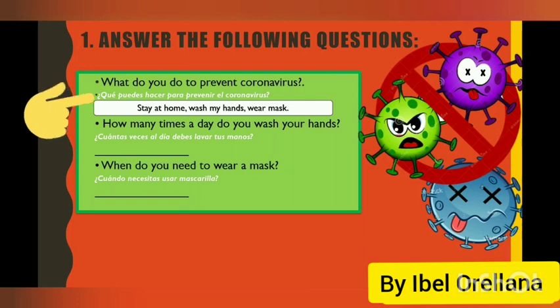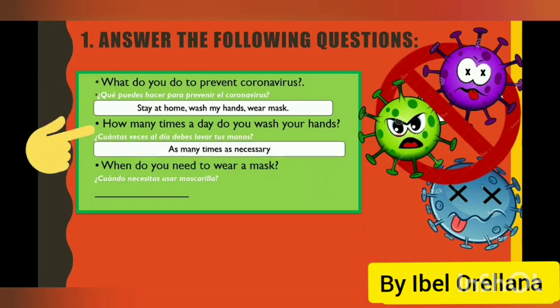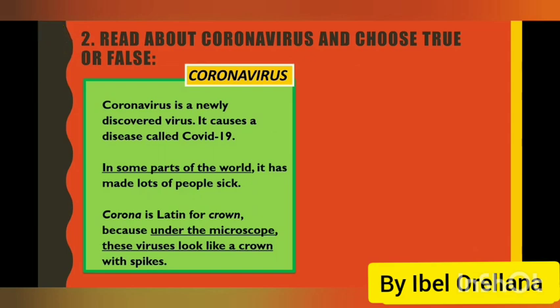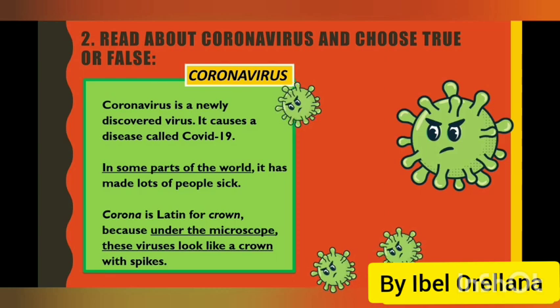What do you do to prevent coronavirus? Stay at home, wash my hands, and wear a mask. How many times a day do you wash your hands? As many times as necessary. When do you need to wear a mask? When we leave home. Activity 2. Read about coronavirus and choose true or false.